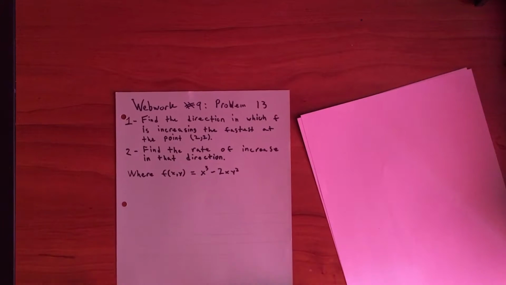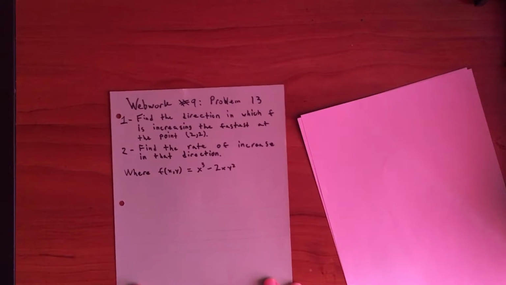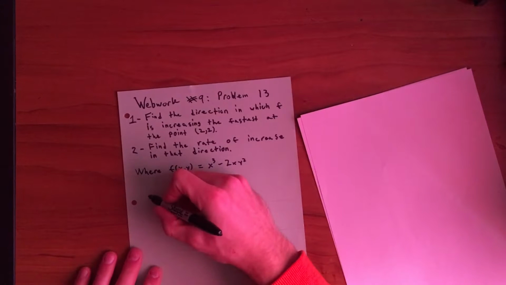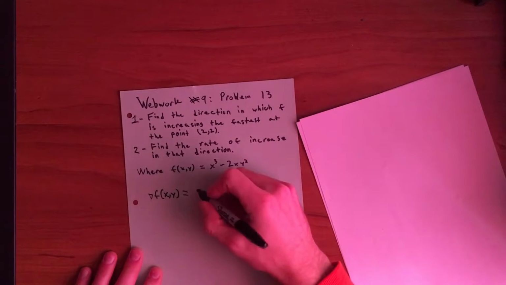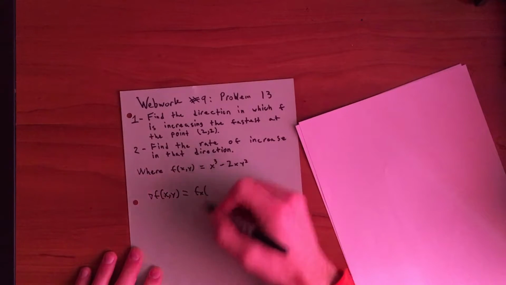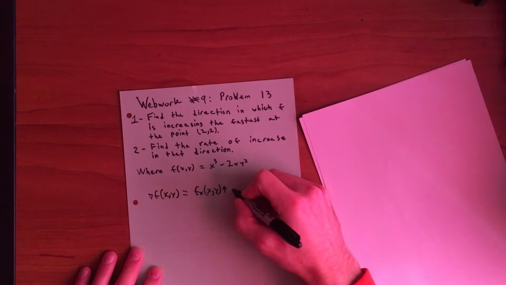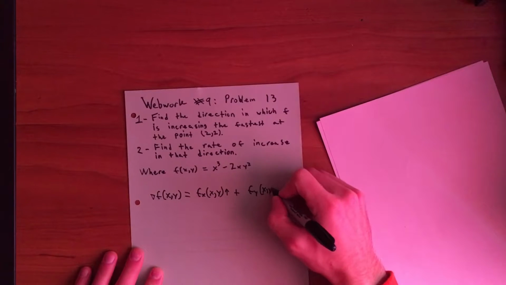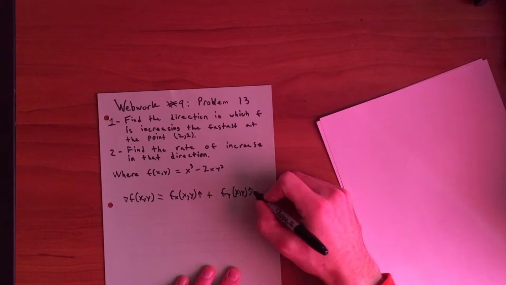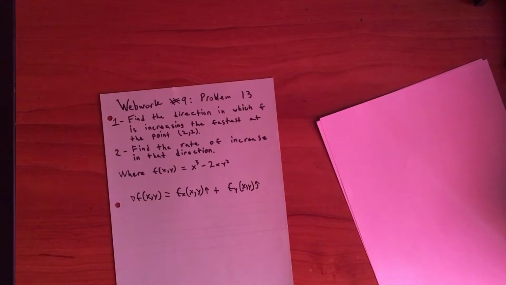So what is the direction in which f is increasing the fastest at the point? Well, it's just going to be the gradient of the function, as defined by the derivative with respect to x of f(x, y) and the derivative with respect to y of f(x, y). And that should make sense: the derivative with respect to x is going to be in the i hat direction, and the derivative with respect to y is going to be in the j hat direction.